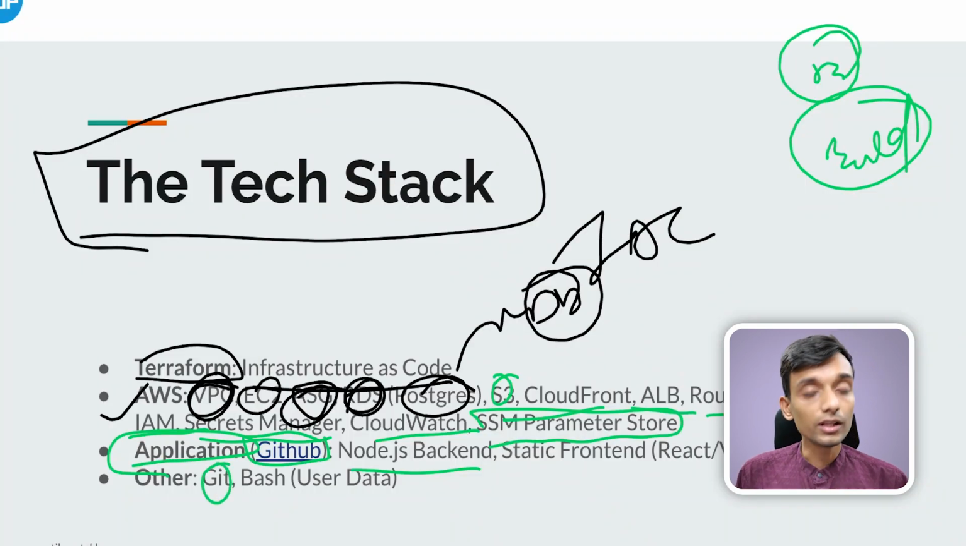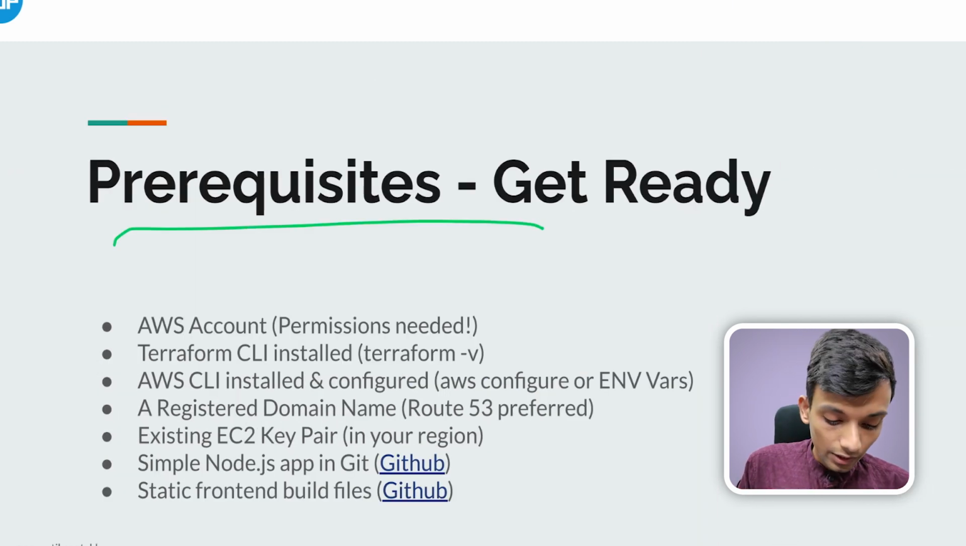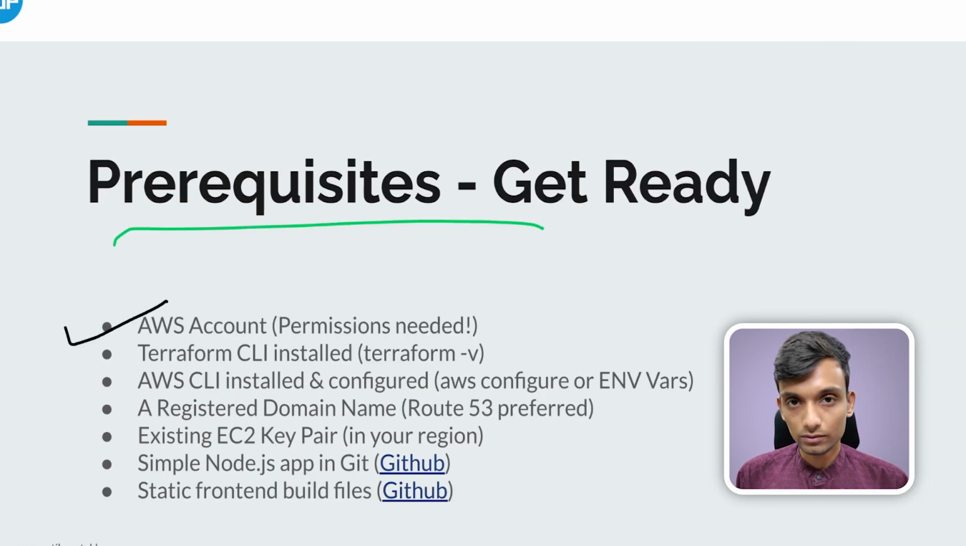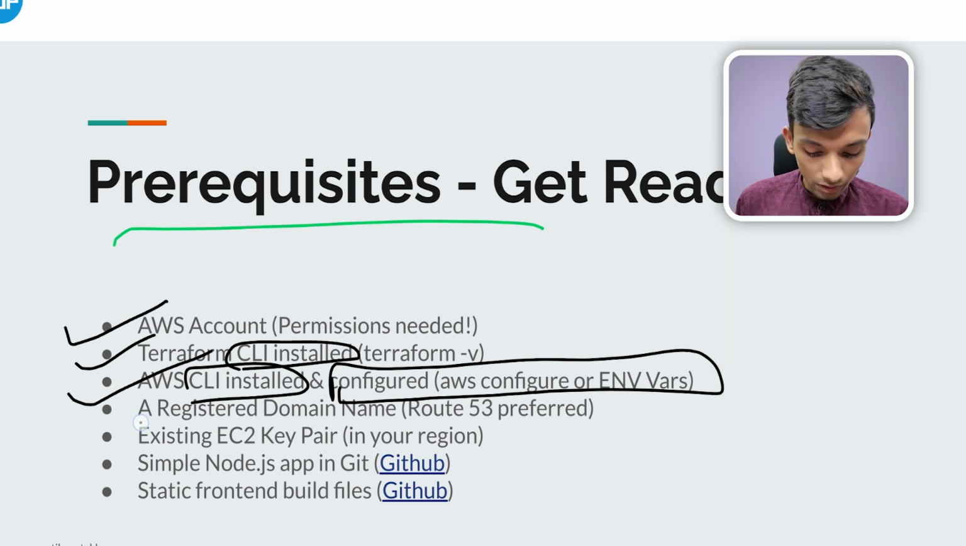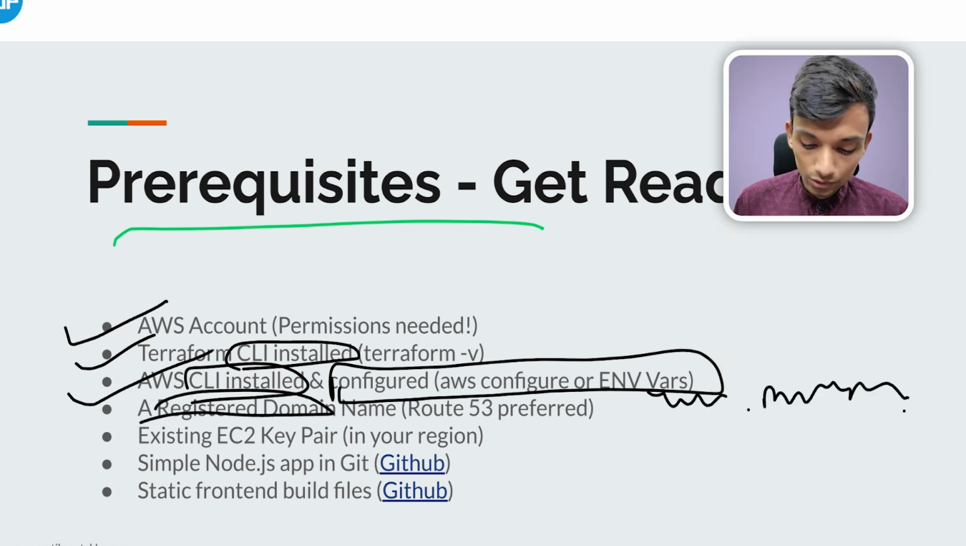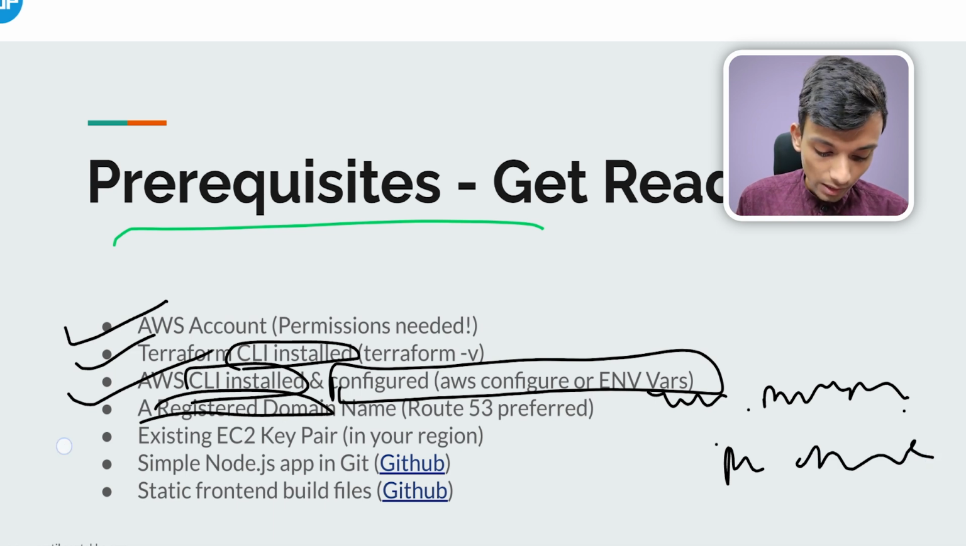Other than that, you need Git Bash to clone, or something else. Git and GitHub. Prerequisites: you need to have one AWS account. That's non-negotiable. Terraform CLI installed, and AWS configured in the terminal. A registered domain, like the one we are going to use, www.pratiksontakke.store, right? This is our domain. An existing key pair, I will show you how to do it.